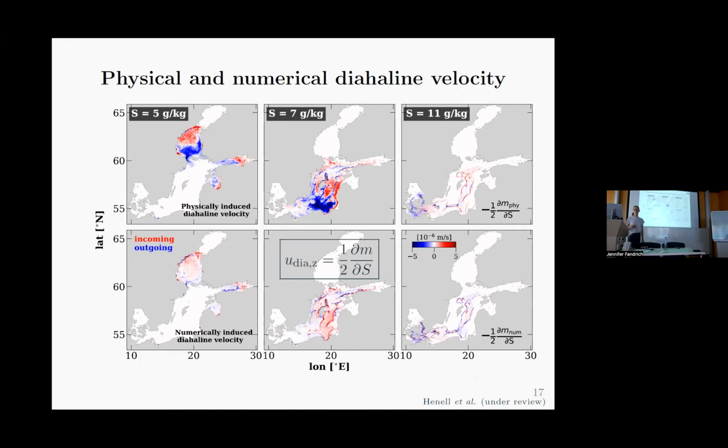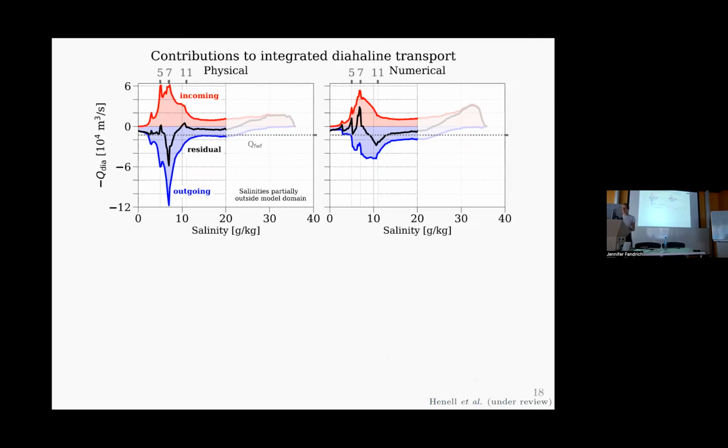And when we take a look then at the physical and numerical diahaline velocity, we see the same picture here, that we can for sure not just ignore the numerical contribution to, in this case, the diahaline velocity. So that means just the general diahaline circulation that we have in the Baltic Sea. And if we integrate this across the entire Baltic Sea again, we gain a different picture, different in the sense that it's not a map anymore, but actually the same picture. So again, the numerical contribution is not negligible.